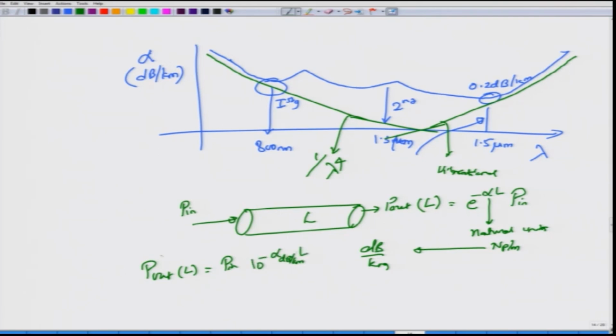So, if you know the power that you got out and the power that you put in, then by taking log on both sides to the base of 10, you will be able to find 1 by L, which would be the loss. And because P out is smaller than P in, this loss factor is positive. It does not mean that the loss is positive; it simply means that the units for alpha are positive, but the power would actually decay as 10 to the power minus alpha in dB per kilometer times L.